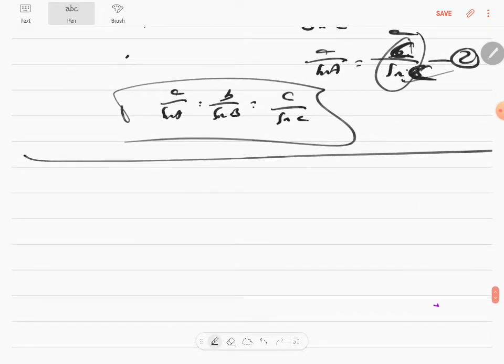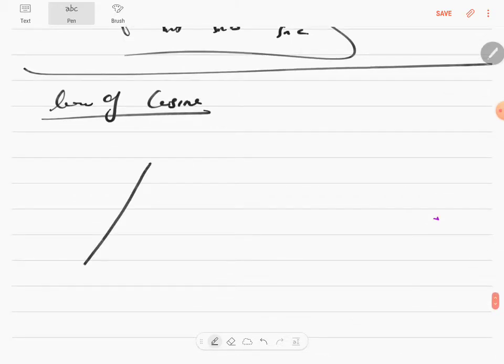Then next is law of cosine. What is law of cosine? Similarly, construct a triangle. First, you should know what is law of cosine. Only if you know what you want can you prove it. To get what, you should know what you want.